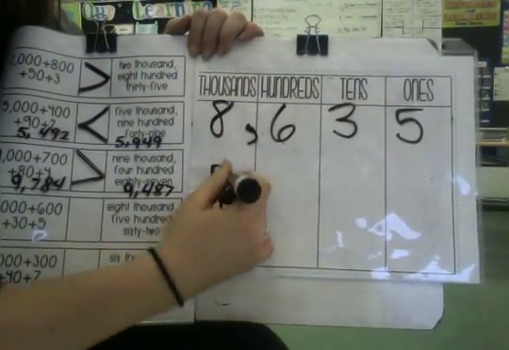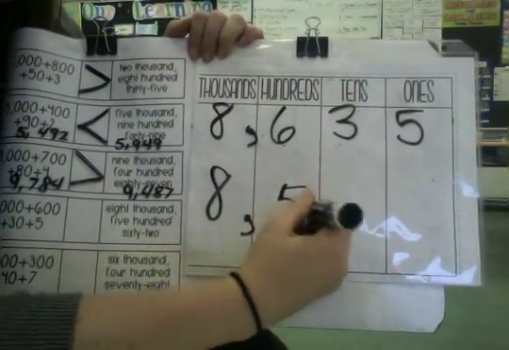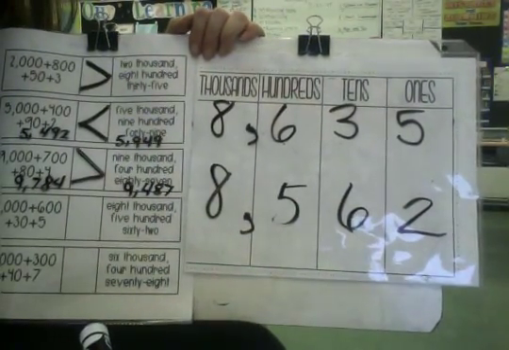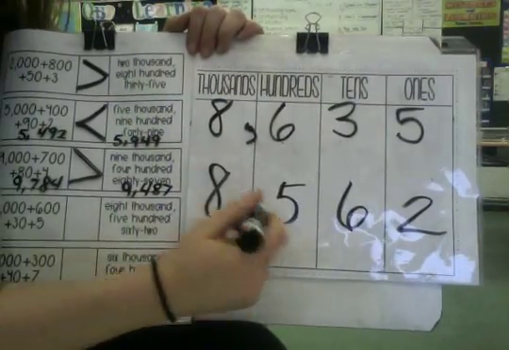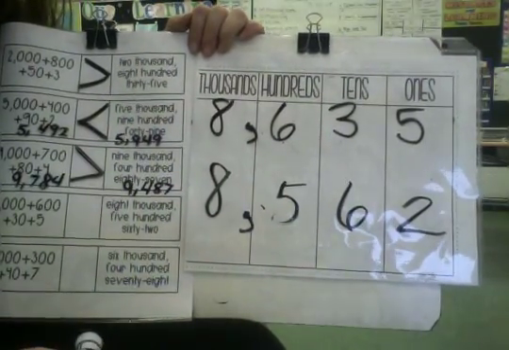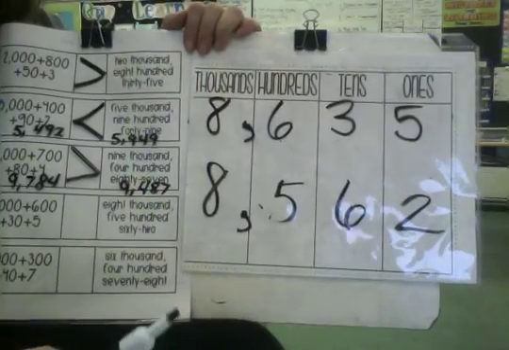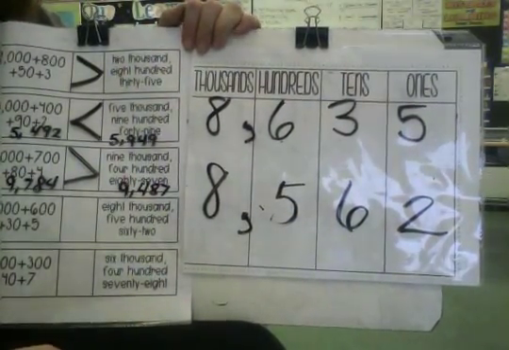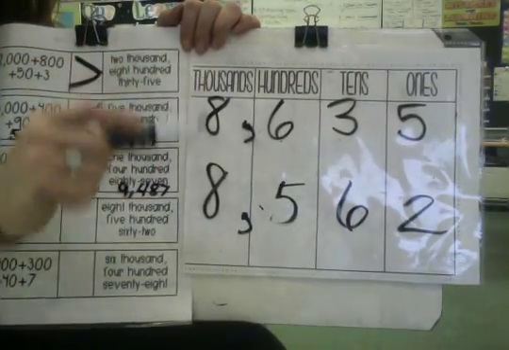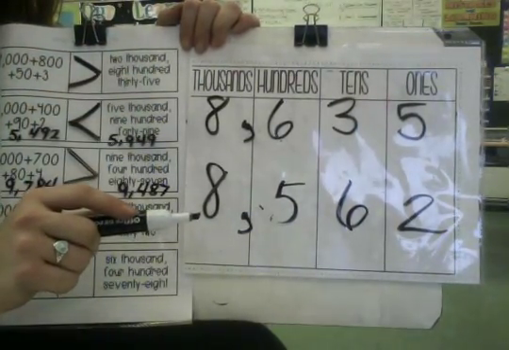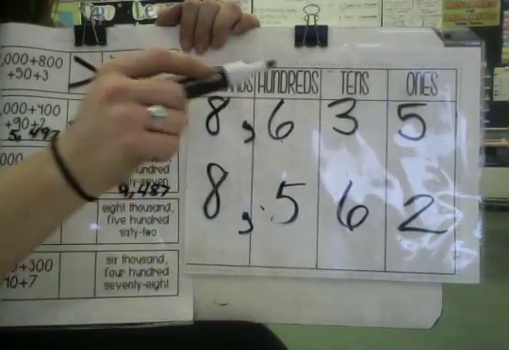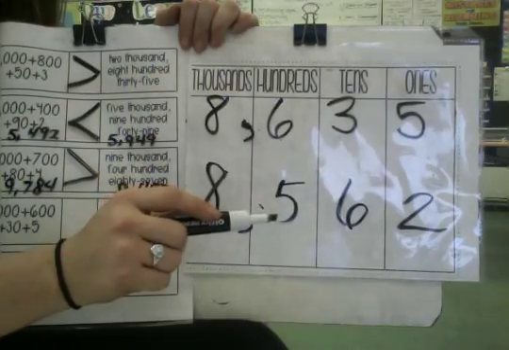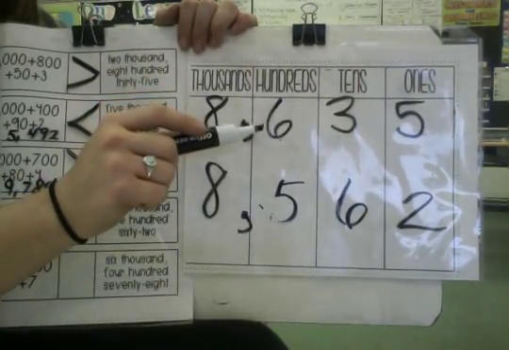Did you say 8,500, 6 10s, and 2 1s? I hope so. And make sure you have your comma. Now what I want you to do is let's compare. Where are we going to start? In our thousands. Very good. What do we notice here? Same. Go next door. What do you notice here? So which one is your greater number?